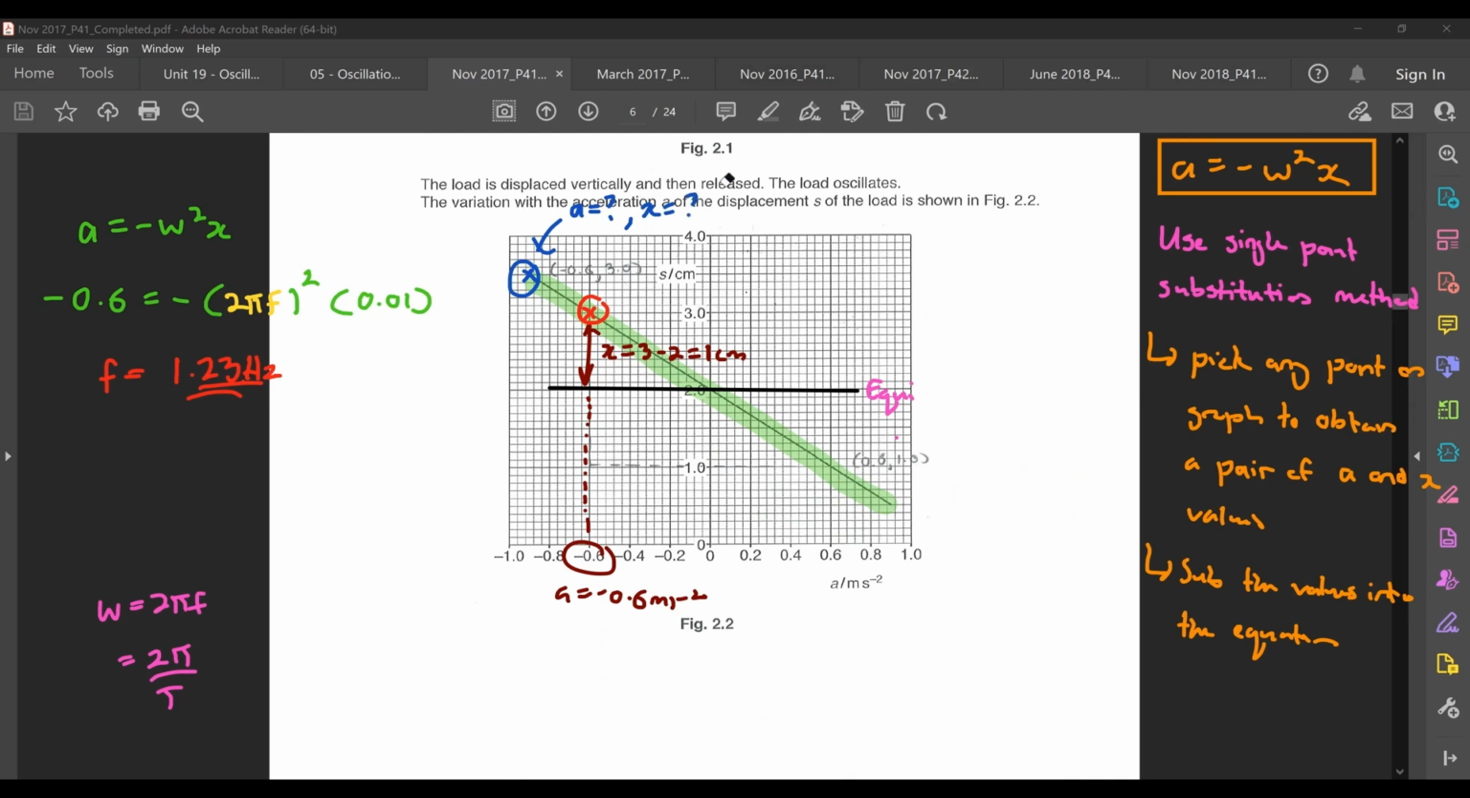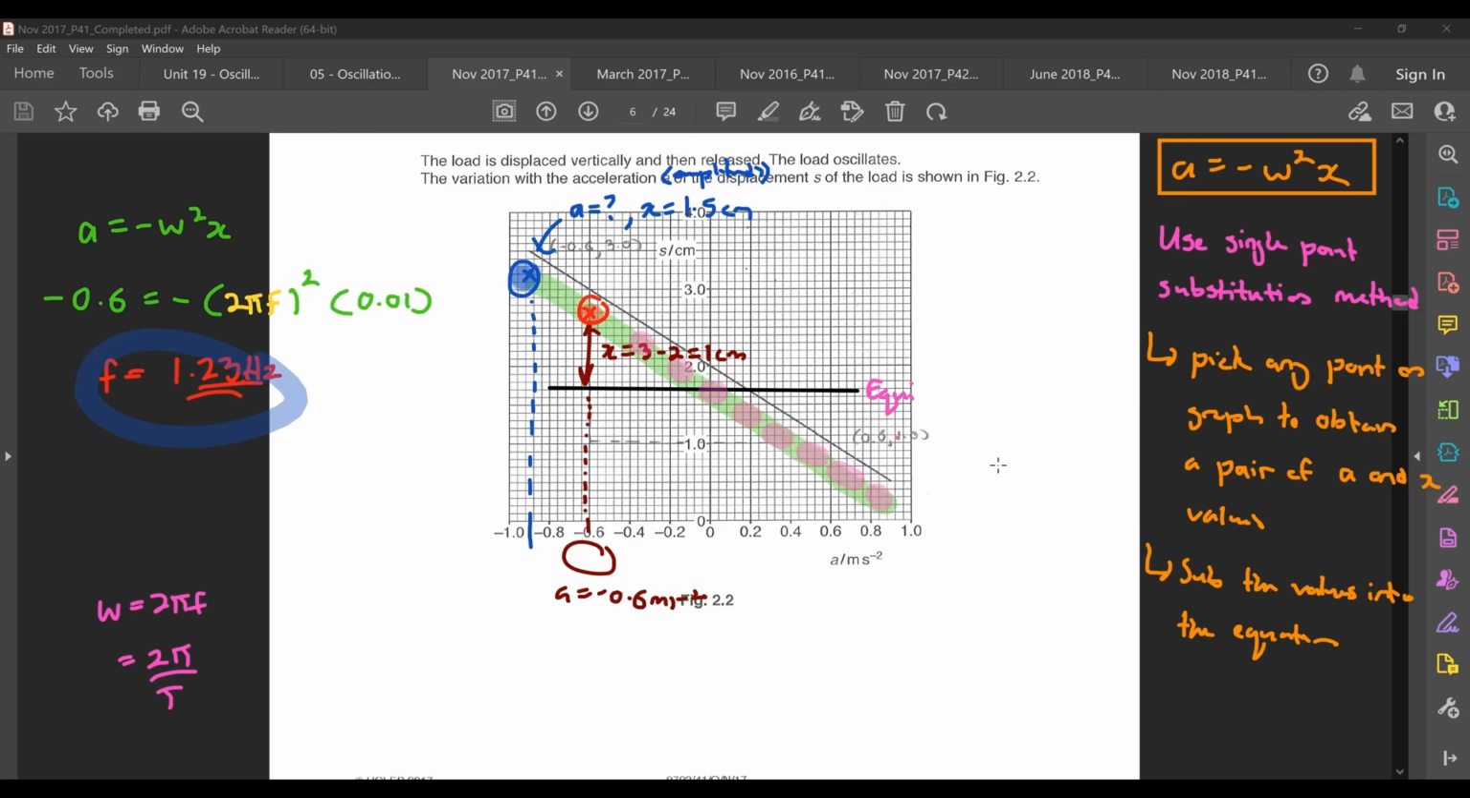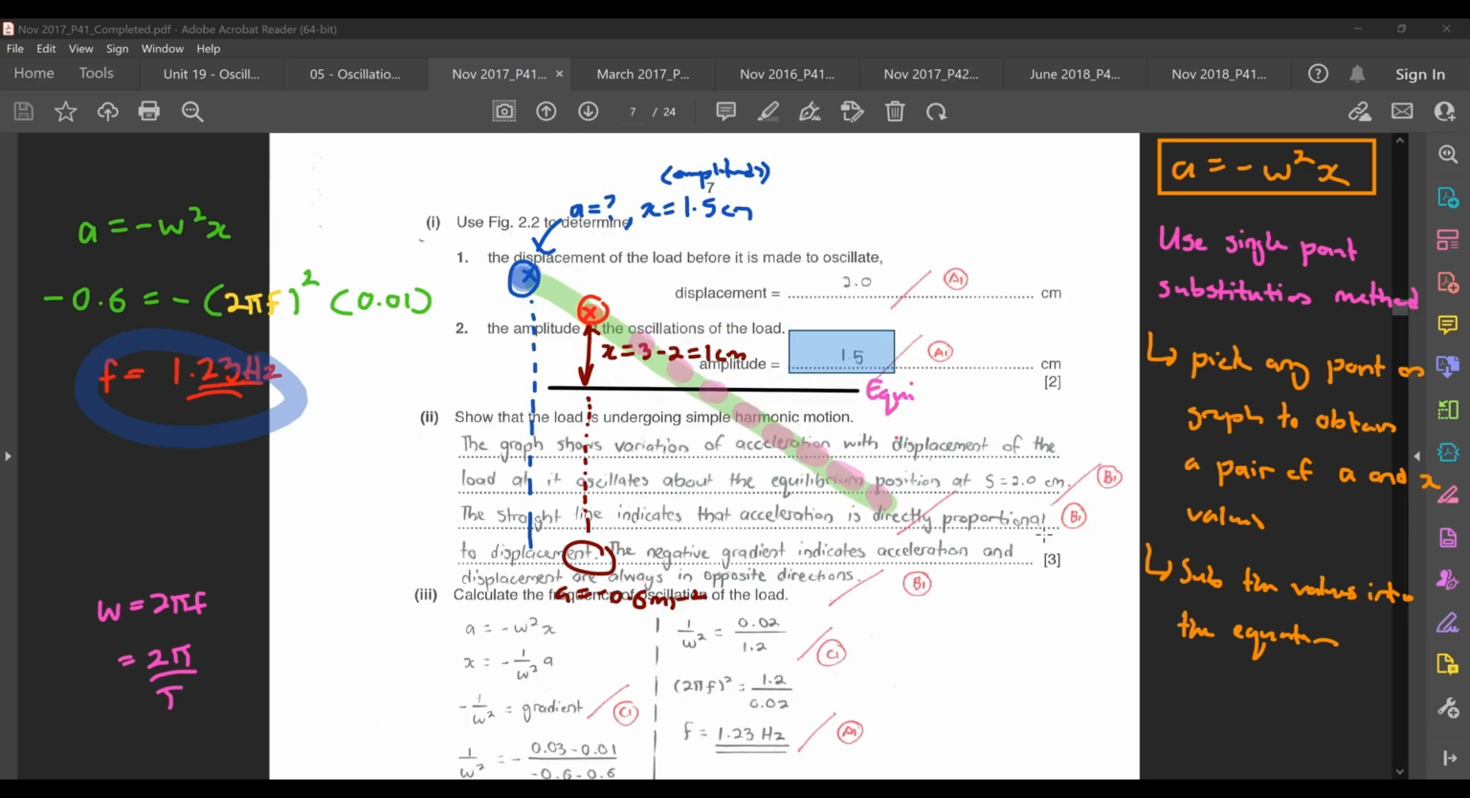In my case, I already know that the displacement here is actually 1.5 centimeters because this is my amplitude. But I have to purposely read out what my acceleration is, and because it's somewhere in the middle of my square, it's a bit hard to read. So that's why I did not choose this one. You could have also chosen this point. You will get back the same answer. You can choose the blue color point, you can choose the red color point, you can choose any point along the line. You will still get back the same answer. So this is what the single point substitution method is. Just pick a point on the graph, sub it inside the equation, and you get the answer.